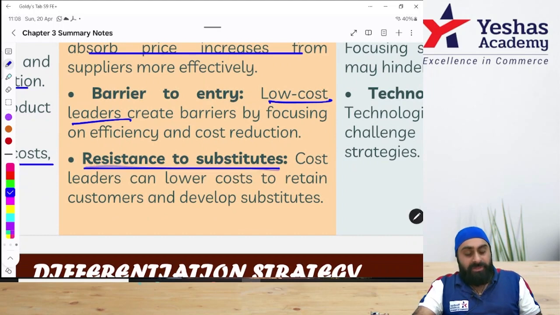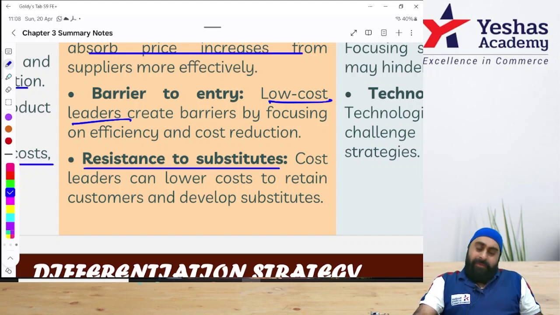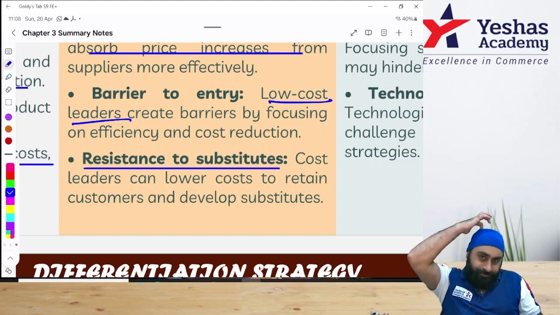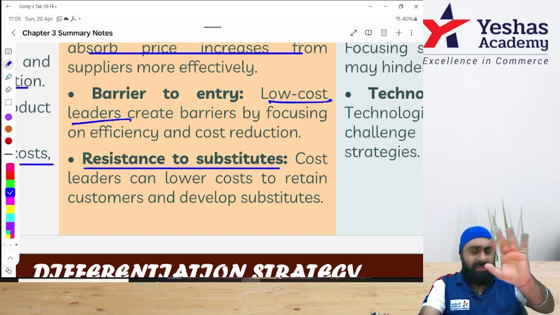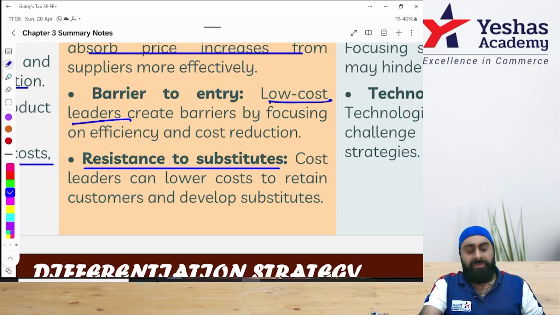Resistance to substitute. Since you're a cost leader, you're the cheapest player in the market. Will a buyer jump into a substitute? When would you go to a substitute? When the current product is expensive, then you will go to a substitute. If the current product is cheap, will you go to a substitute? The answer is no, you will not go to a substitute. So this is creating a resistance to substitutes.